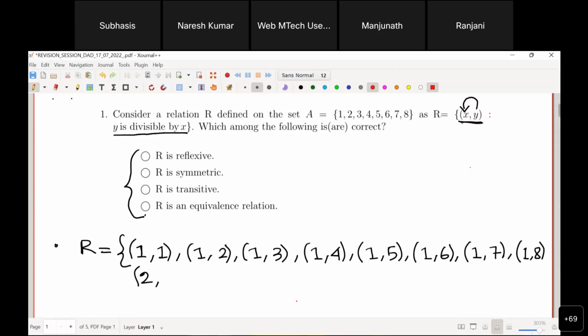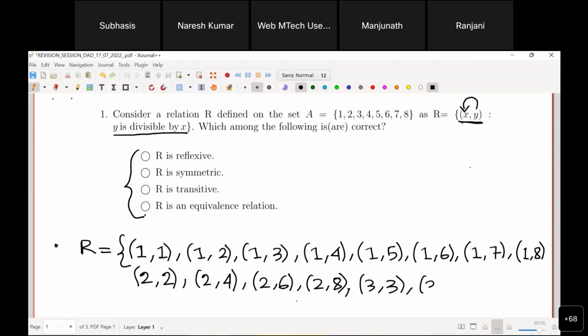So I can write here 2 comma 2. I cannot take 3 here, but I can take 4 because 2 divides 4. Then I have to take 2 comma 6 and 2 comma 8. So these are all the possible pairs that start with 2. The next thing is I have to start with 3. Again, I cannot take 1 or 2 because 3 doesn't divide 1 and 2. So I have to start with 3. Then the next choice is 3 comma 6.